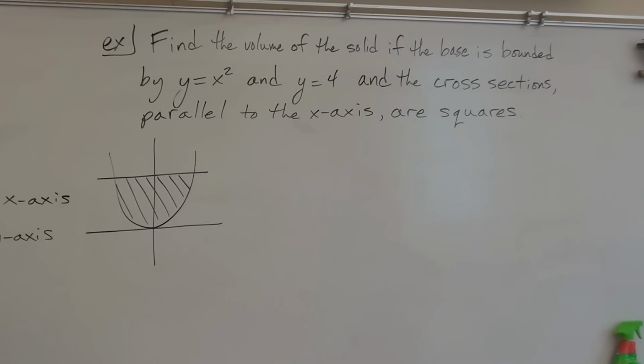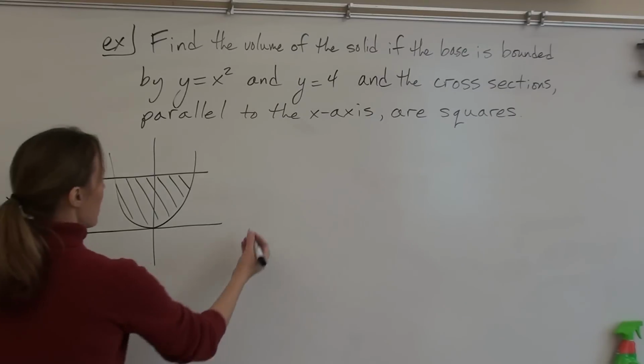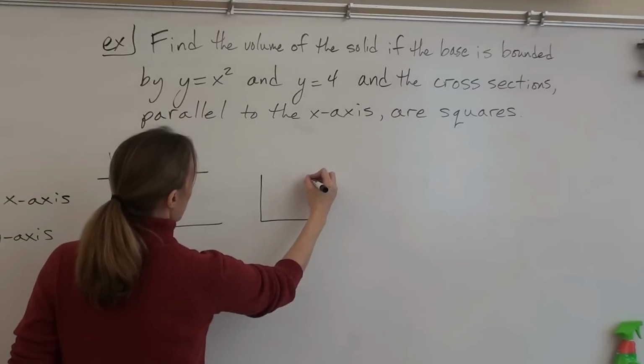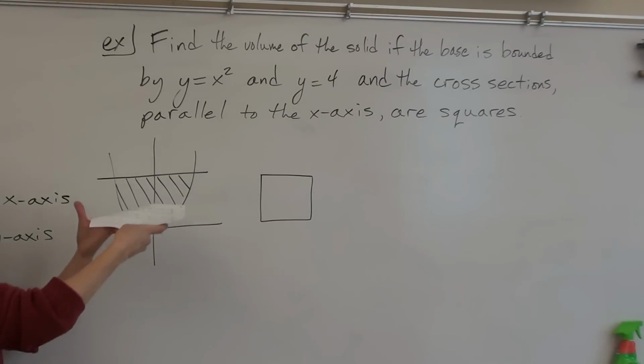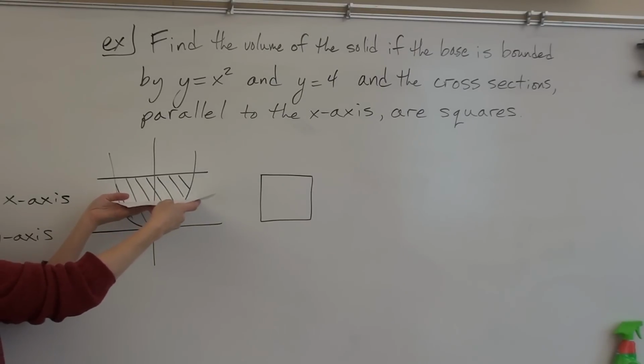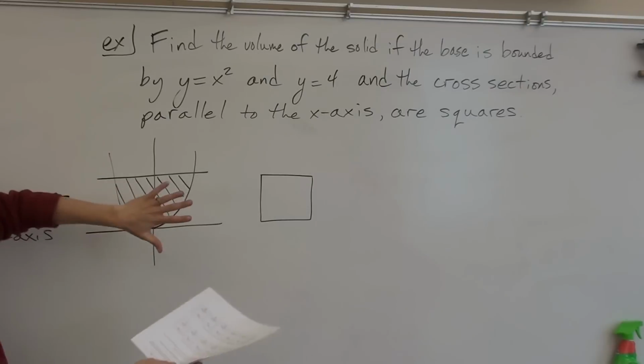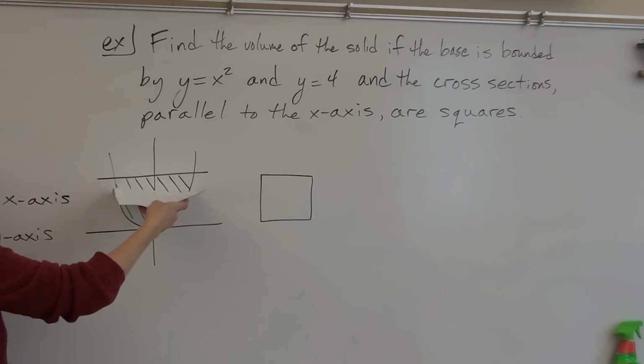The other thing I want you to draw is a picture of the cross section. For this problem, I want you to draw a square. Now you're probably asking yourself, I have no idea what this is going to look like in any way, shape, or form. So let me show you first what's going on. The squares are actually coming out of the board like this. They're coming out this way.